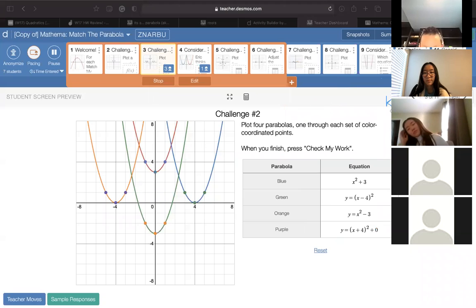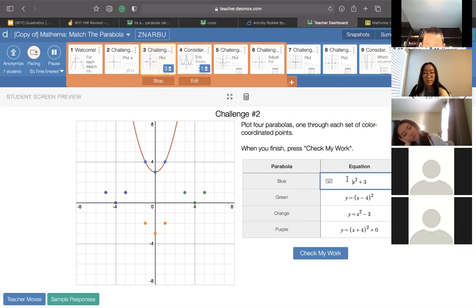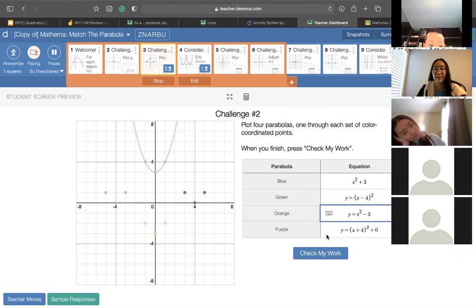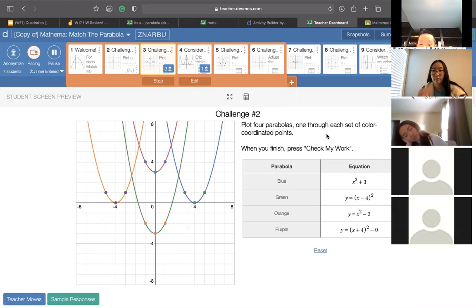For me, when I go on to blue, it highlights everything. When I go on to green, it highlights blue. When I go on to orange, it highlights green. And when I go on to purple, it highlights yellow. Oh, it does. Huh, that's interesting. Well, it does work if you put in all the equations and then click check. It still doesn't put the line when I click check my work.